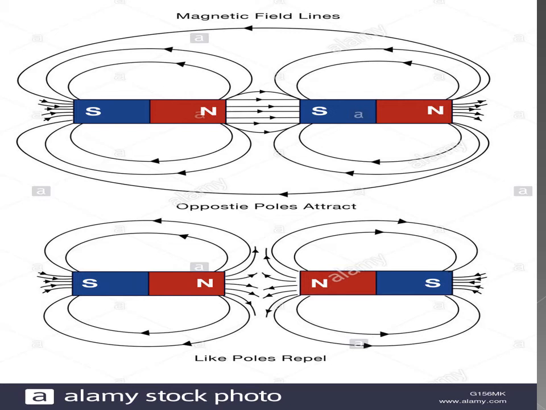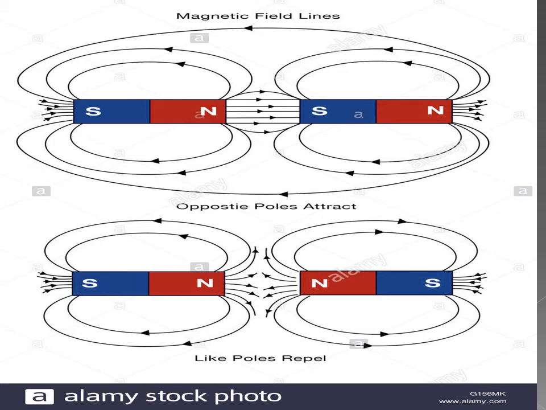The direction of magnetic field lines is from north pole to south pole outside the magnet, and from south pole to north pole inside the magnet. See the picture. The direction of the magnetic field at any point on the curve is known by drawing a tangent to the magnetic field line at that point.